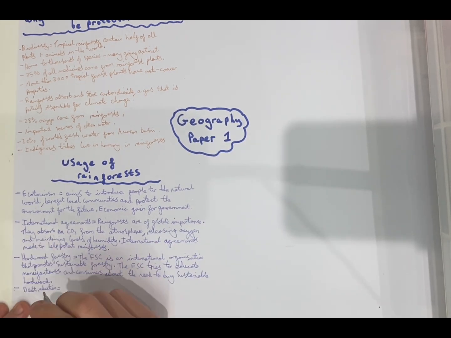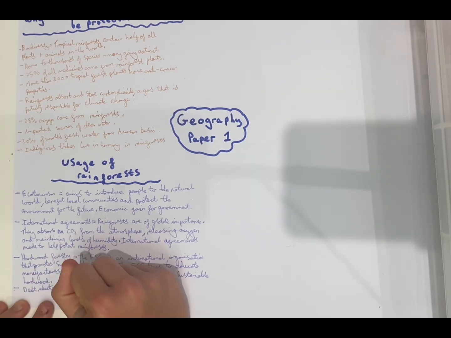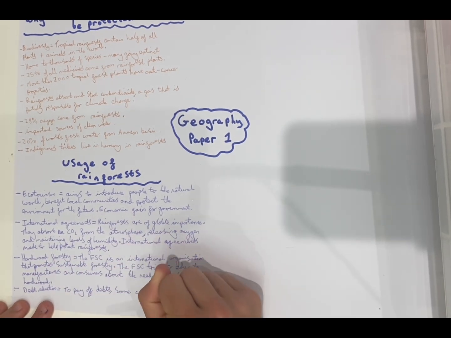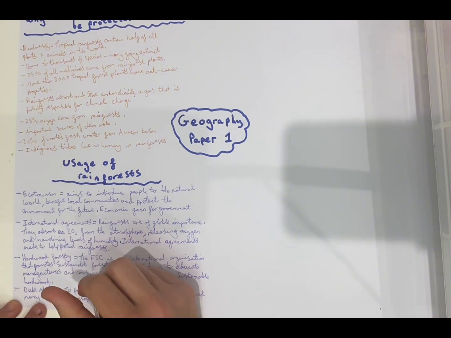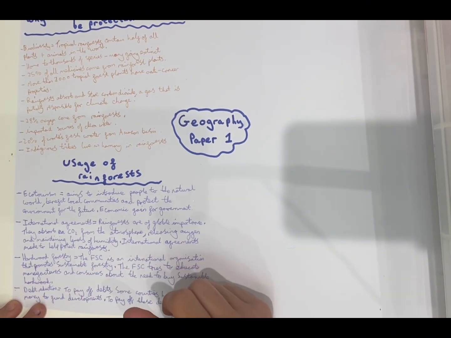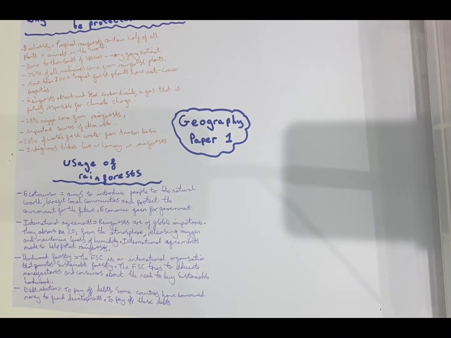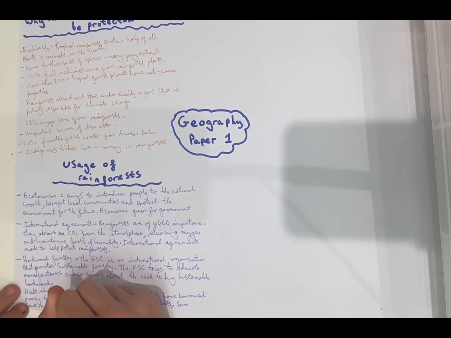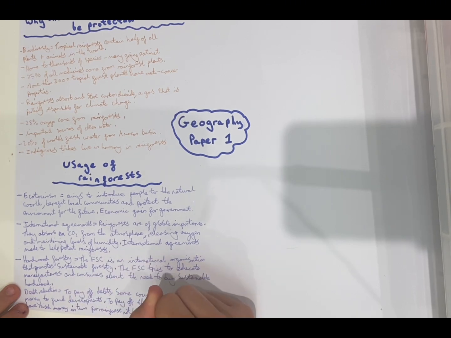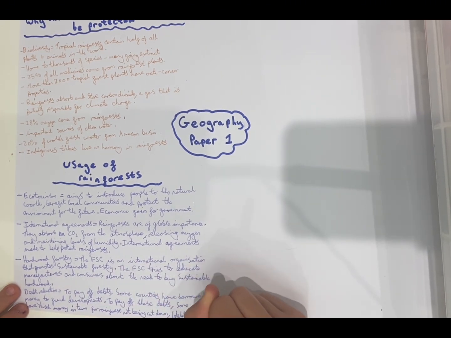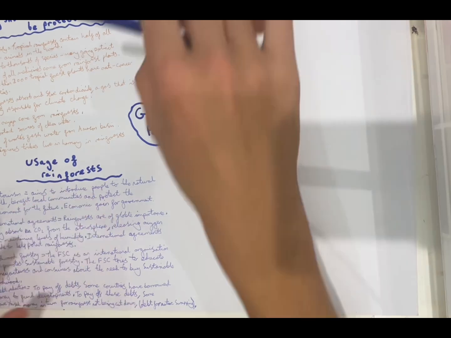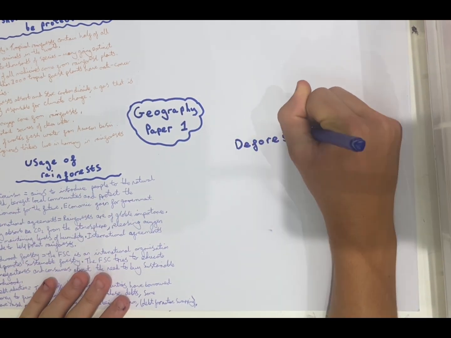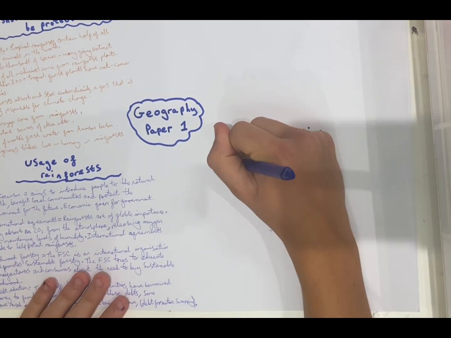So to pay off debts, some countries have borrowed money to fund developments. And to pay off these debts, some have raised money in turn for rainforests not to be cut down. So debt for nature swapping. So basically, instead of paying their debts, they're preserving their rainforests and their natural environment, which brings positive aspects to the global warming.